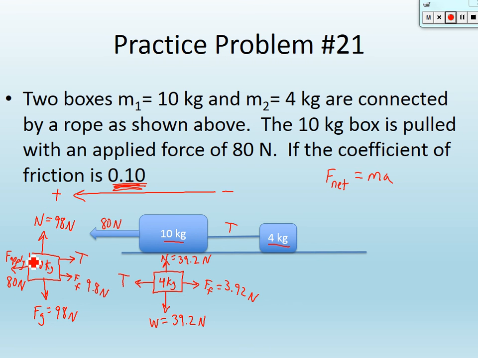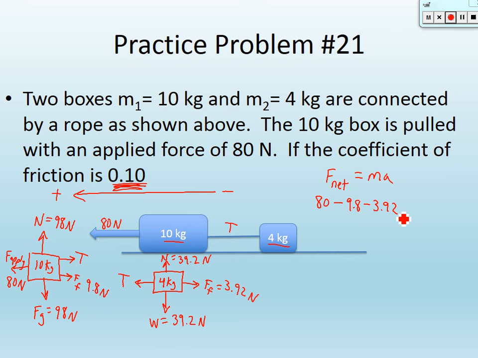So my applied force here is going to be positive 80 newtons, so I'm going to put 80 here. And I've also got tension that's going to be positive. But isn't that going to be canceled out by this tension? Yeah. I could put plus tension and then minus tension here, but they're going to cancel out, so let's just leave them off. That's everything going to the left. Now let's subtract what's going to the right. What are these forces? Friction. So I'm going to subtract off this 9.8, and I'm also going to subtract off this 3.92.